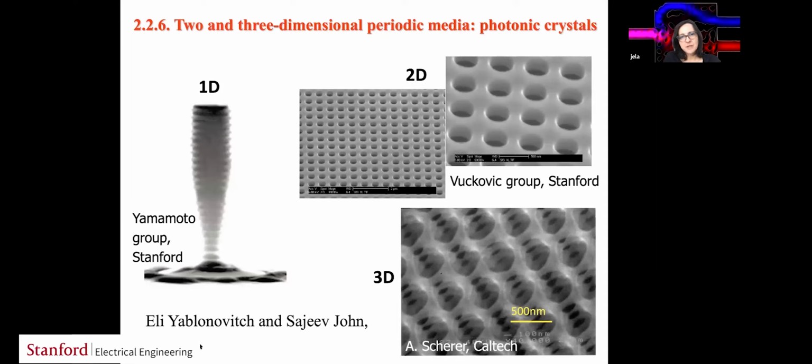Now we'll make a 5-minute break, and after we come back, we will go back to two-dimensional photonic crystals and look at the Brillouin zone for two-dimensional photonic crystals, and light line and dielectric and air bands. Okay, so let's make a 5-minute break.